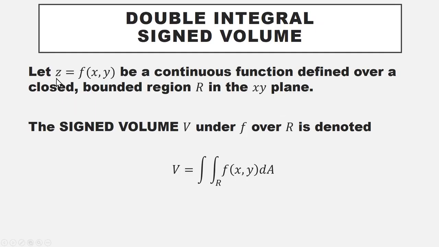Now, just a little note, if my z becomes negative, we call this the signed value because if my surface goes below the XY plane, then that volume is going to be counted as a negative. So if the surface is under the XY plane, the volume part that is under the XY plane is going to be counted as a negative. If my surface is above the XY plane, then the volume of those little bars are going to be counted as a positive.